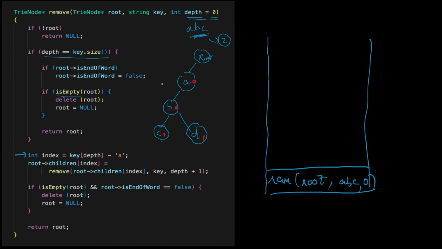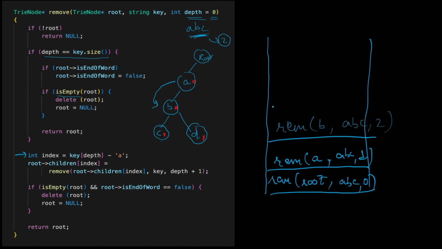So what we do, we recursively call the function itself with root of the children of index. So here, root of the children of index is A, and the key is again ABC and the depth is 1. So now again we come to the function. So here both the conditions are not valid, so we go to this remove function with this B root and ABC as the key and 2 as the depth.